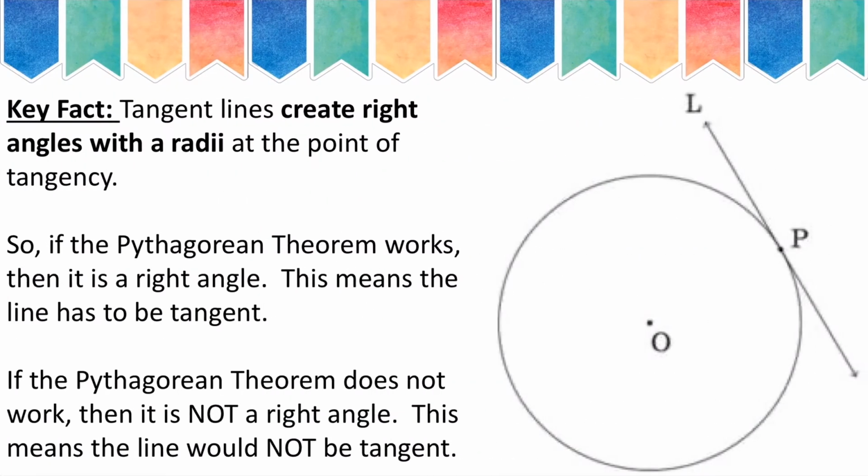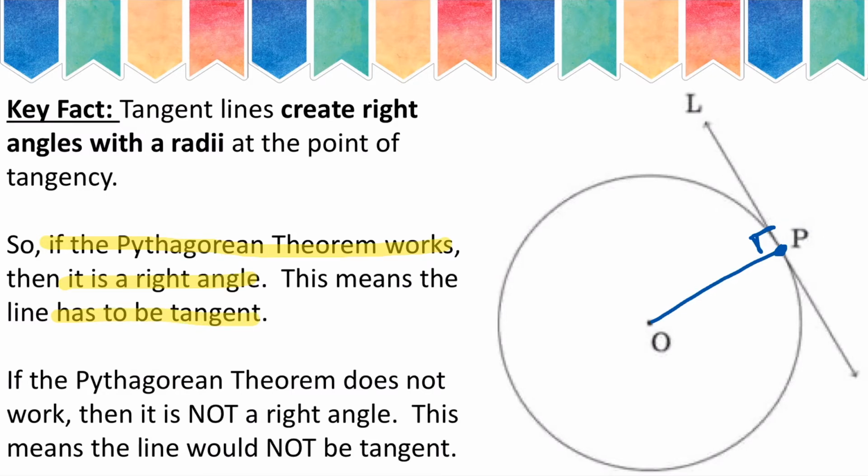Now to do this, we need to remember a key fact. We need to remember that the line from the point of tangency to the center of the circle will always create a right angle. If it doesn't make a right angle, then that line is not a tangent line. So to prove this, we will use Pythagorean theorem. If Pythagorean theorem works, then it is a right angle. If it's a right angle, then it has to be a tangent line.